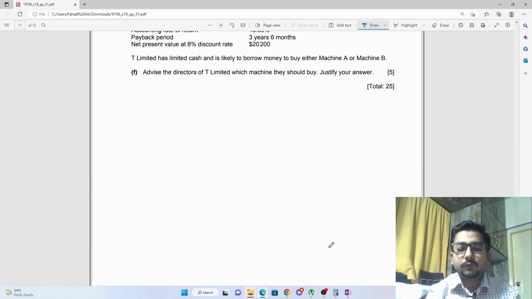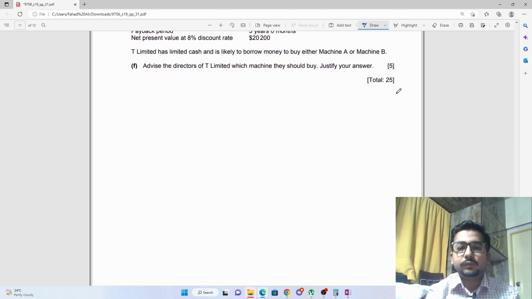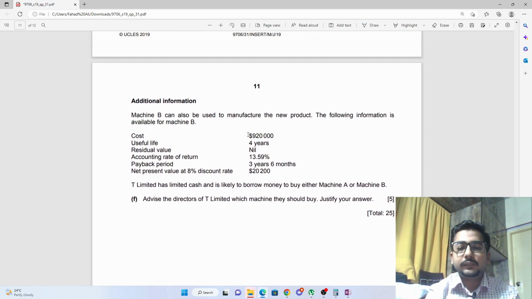Coming to the last part of the question, which says that you need to advise the director. You will see that the cost is lower. In machine A, the cost is 9,50,000. In machine B, the cost is lower, 9,20,000. 4 years is the useful life, same as machine A. 13.59% is the accounting rate of return, which is higher than machine A, and the payback period is again higher, 3 years 6 months, and the NPV is 20,200 at 8%, which is again higher than machine A.